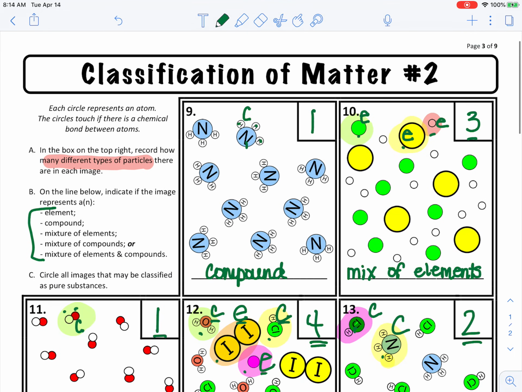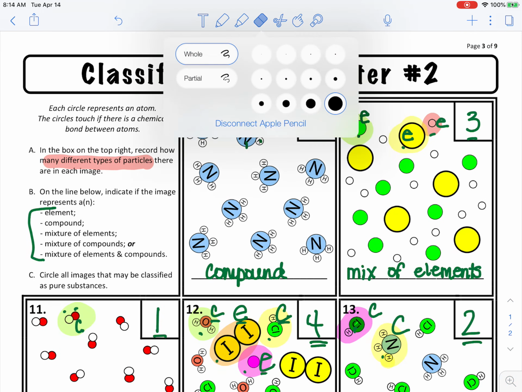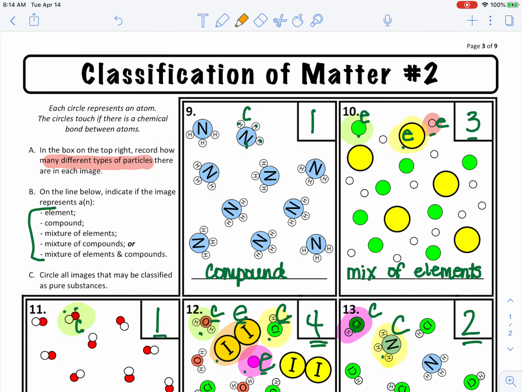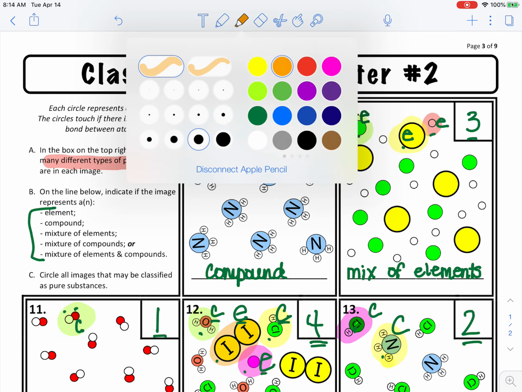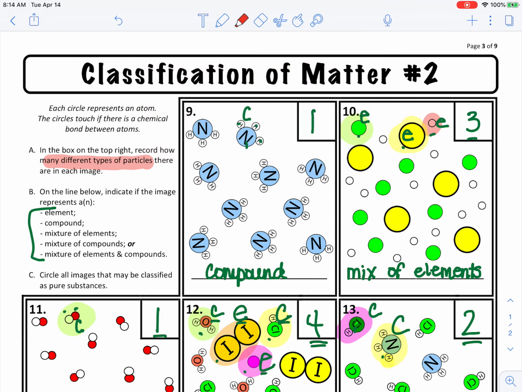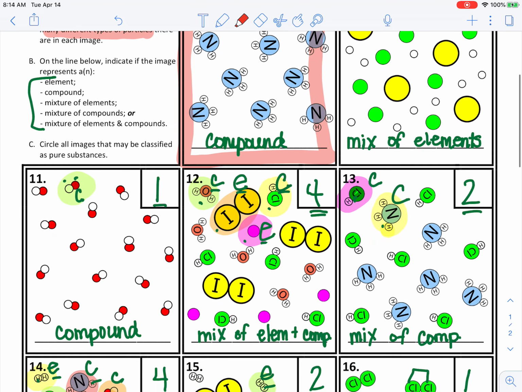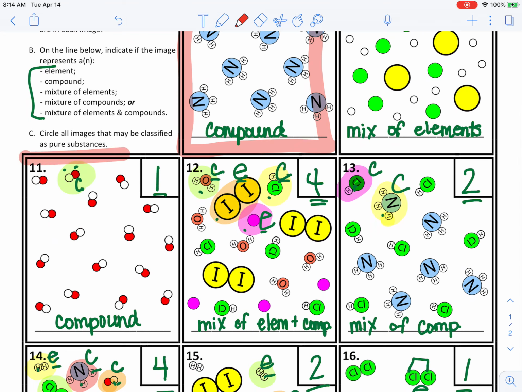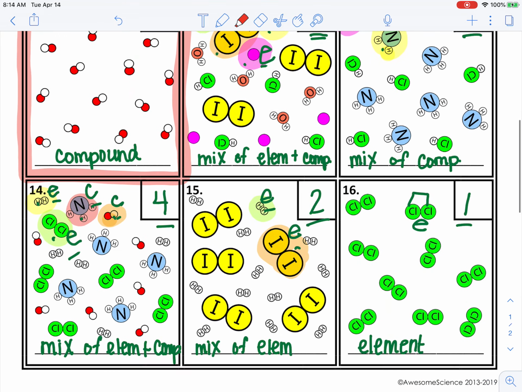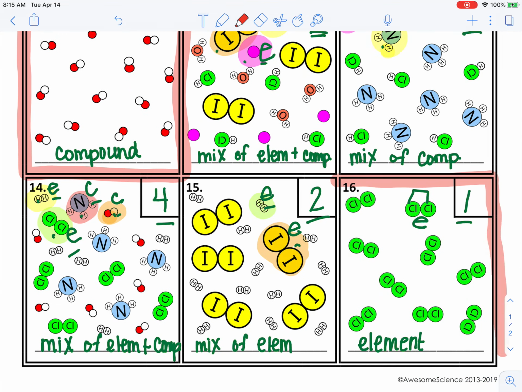And then our last set of directions wanted us to circle anything that may be classified as a pure substance. So anything that's going to be a pure substance is going to have a number 1 up here. So 9 is a pure substance because all of the particles look the same. 11 is a pure substance. And 16 is a pure substance.